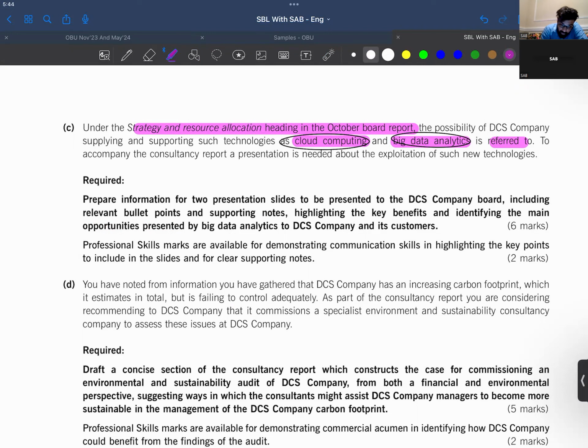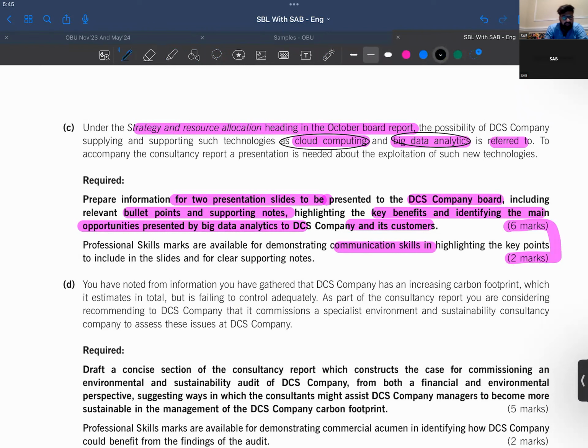So prepare information for 2 presentation slides to be presented to the board. So now you have to present this to the board, including bullet points and supporting notes, highlighting key benefits and identifying the main opportunities presented by big data analytics to DCS company and its customers. And you have got 8 marks, communication skills. Usually slides are tested in communication skills, right?